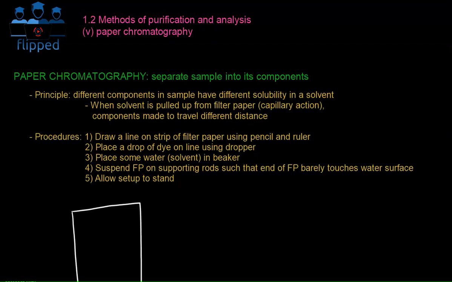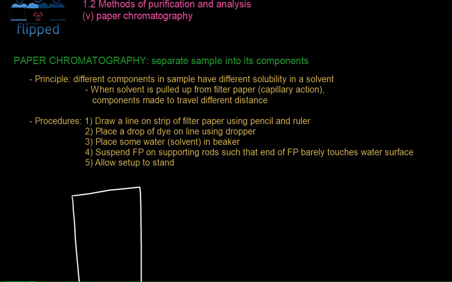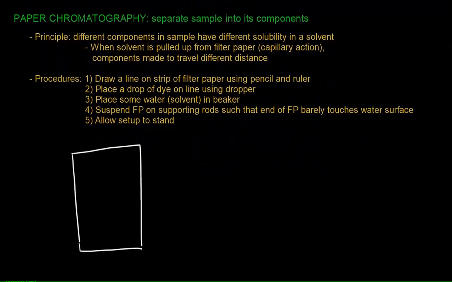So today we are on paper chromatography. Paper chromatography really is just to separate samples into its components. Remember we talked about how to separate liquid mixture, liquid solid mixture, solid mixture. But this one really is just from one sample itself, one liquid sample, if you will. Then we separate them into their many components.